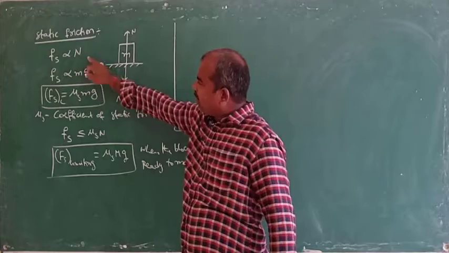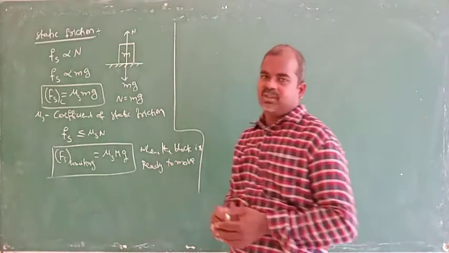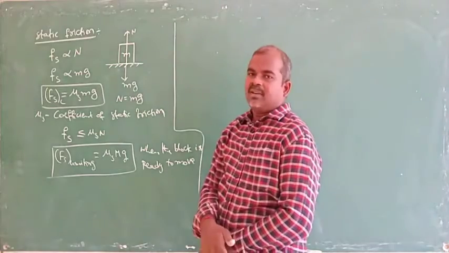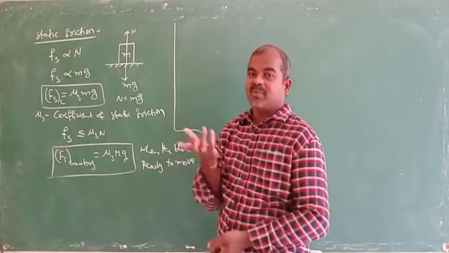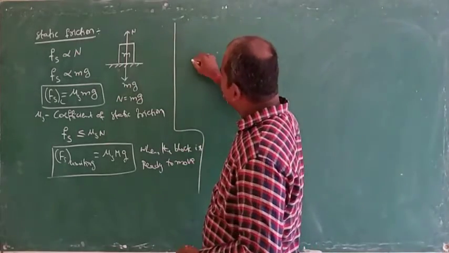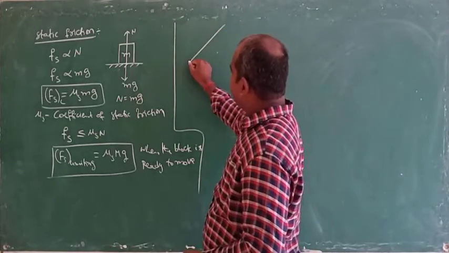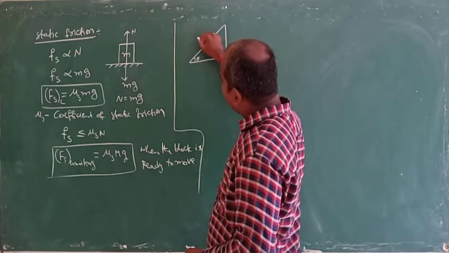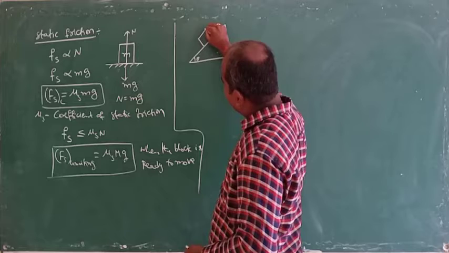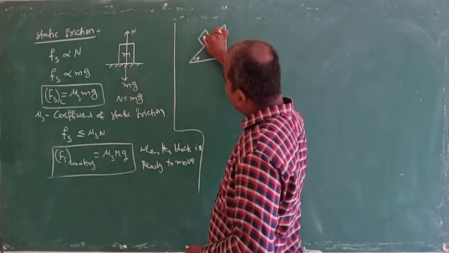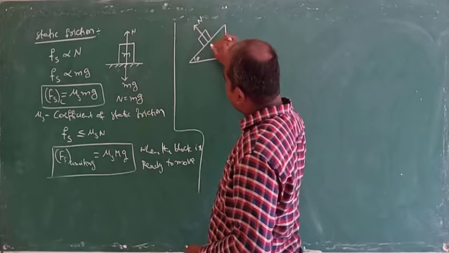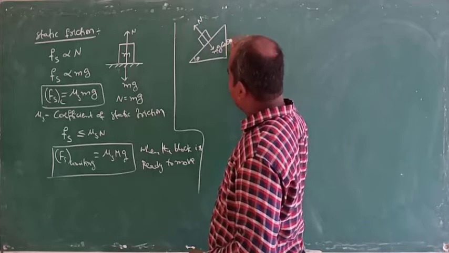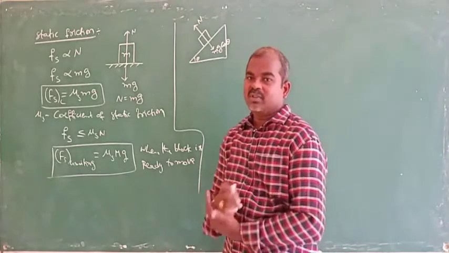So here, the normal force is not always equal to mg. If the object is placed on a horizontal surface, then normal force is equal to mg. Suppose the object is placed on an inclined plane of inclination theta and is at rest, just ready to move. In this situation, what about the normal force? Normal force is equal to mg cos theta.